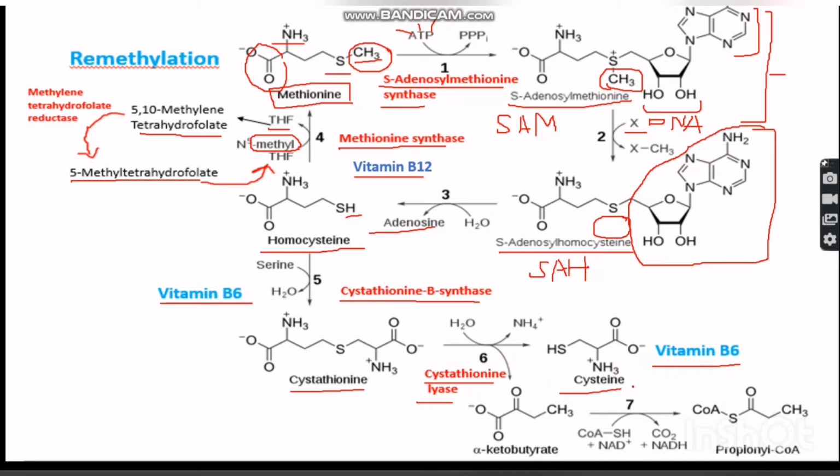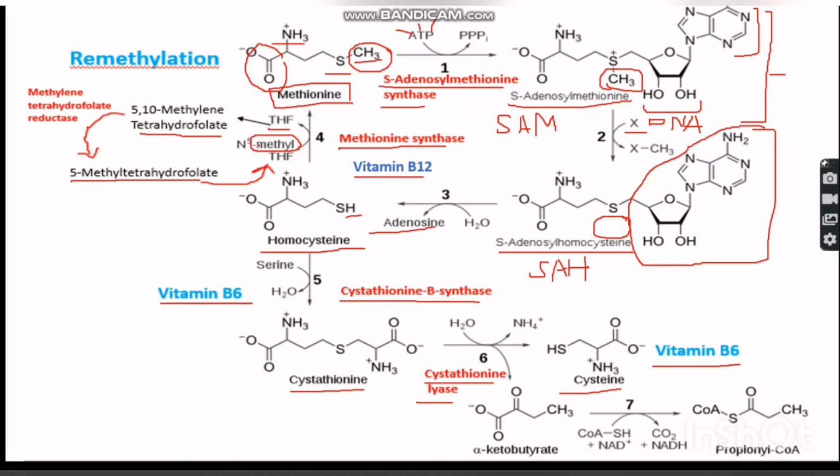And then eventually the cysteine will be converted into glutathione. So this whole small cycle is known as remethylation. Why is it termed remethylation? Because the methyl group is again added. First of all, when methionine produces SAM, S-adenosyl methionine, the methyl group is removed to produce S-adenosyl homocysteine. But here again a methyl group is added, so that's why this step is known as the remethylation step.